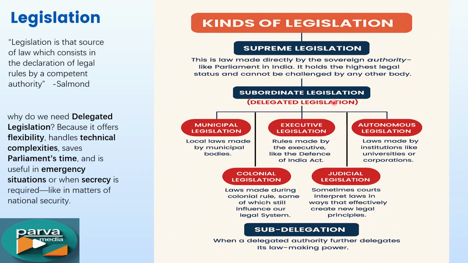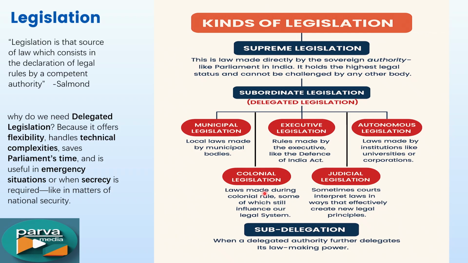Then comes subordinate legislation. Subordinate legislation is also known as delegated legislation. This is law made by bodies under the authority of the legislatures. Under the legislature, there will be many bodies. They will make the rules and regulations. Let us see municipal legislation, which are local laws made by municipal bodies, and executive legislation, rules made by executive bodies like defense, for example the Defence of India Act.